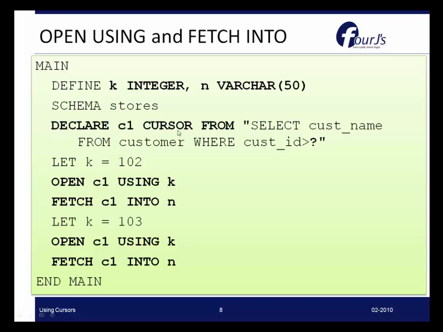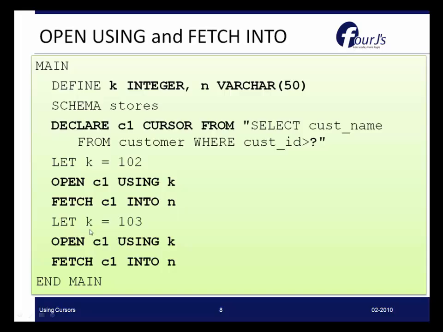So here we've declared C1 cursor from this select statement where cust ID is greater than the placeholder. We're going to let K equal 102 and then we're going to open the cursor using K. So the statement that is executed is select cust name from customer where cust ID is greater than 102. Then we can fetch into a variable. We're going to fetch the first row into N, and N was our varchar because what we're selecting is the cust name, and that's varchar. So we fetch the first row into N.